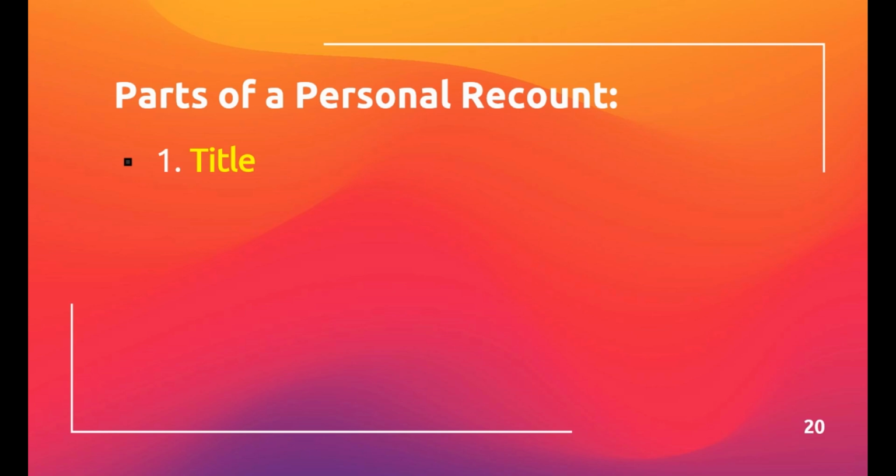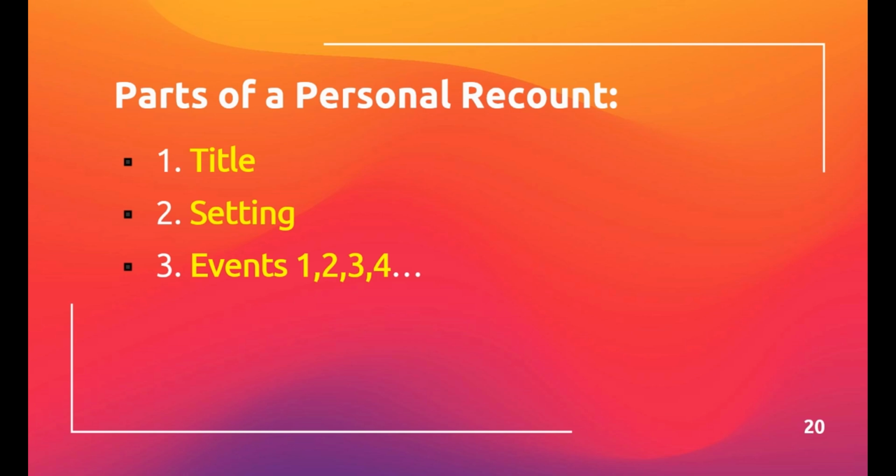Number 2 is the setting. The reader needs to know who is in the recount, where it took place, why it took place, and when it took place. This sets the scene for the events. Third are the events. The reader needs to know what happened. Events are recorded in the order they occurred, starting from the first event, and so on and so forth.